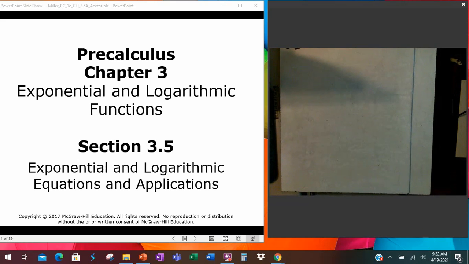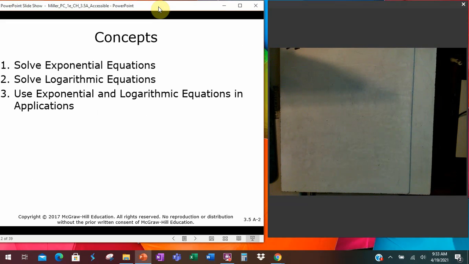Okay, so let's go over section 3.5, and we're going to learn how to solve exponential and logarithmic applications. We'll look at some of the applications in lab. First we're just going to go through exponential equations, and then we'll look at solving logarithmic equations.